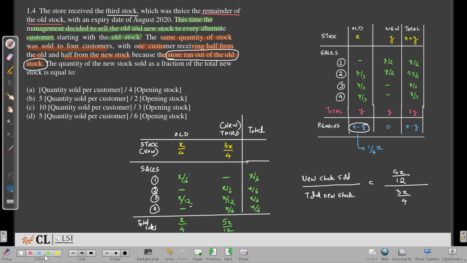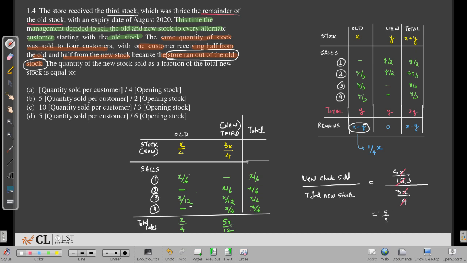Then we can cancel stuff out. We can cancel this X out. I believe we can cancel this 4, and this turns out to be 3, and this essentially will become 5 by 3 divided by 3. If I take this up, that will be equal to 5 by 3 into 1 by 3, which will be equal to 5 by 9. The actual answer is 5 by 9.